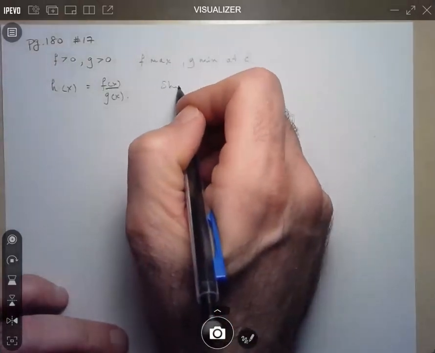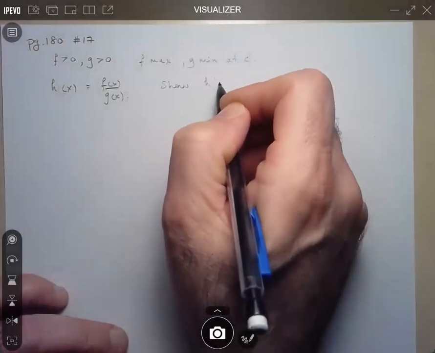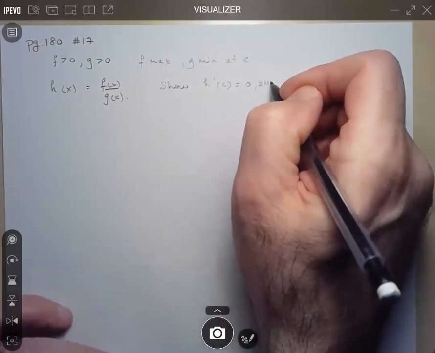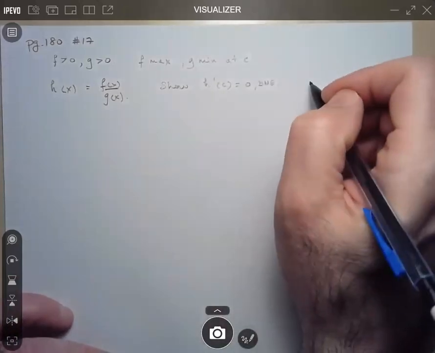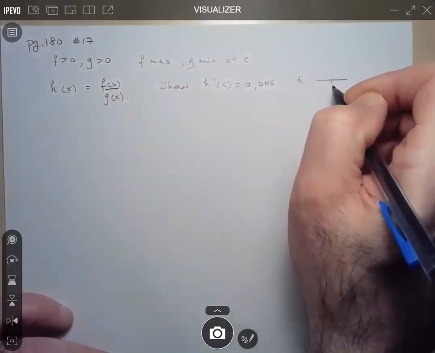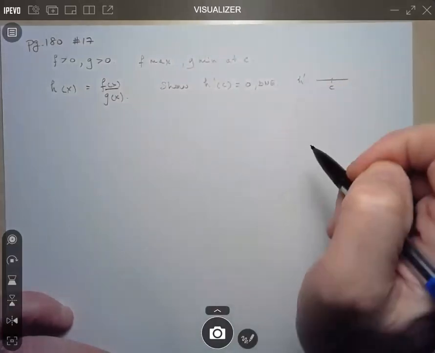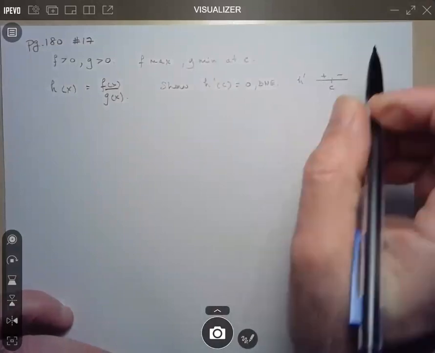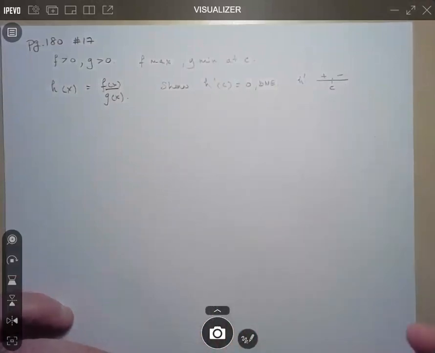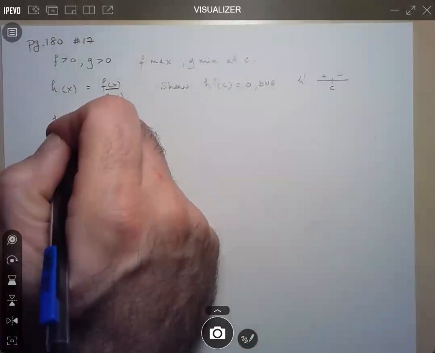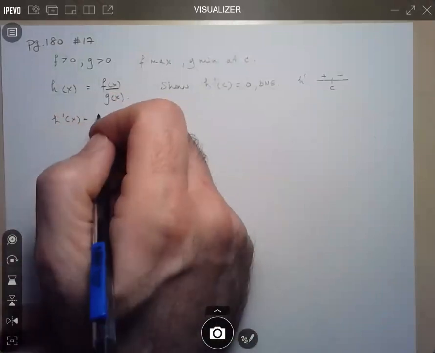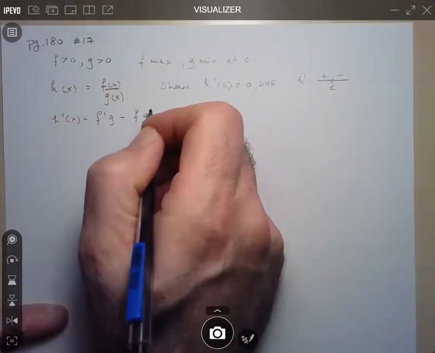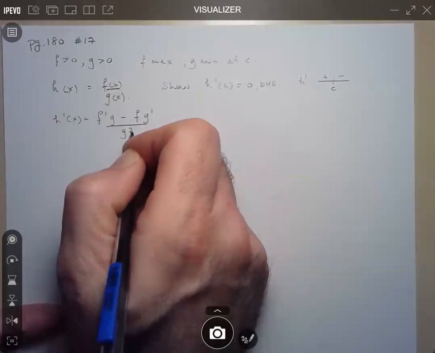We have to show that h prime at c is equal to 0 or does not exist. Okay, and we have to show that at c, the derivative h prime has to change from, since we're looking for a max, positive to negative. So these are the two things we have to show. So I'm going to start by finding the derivative. Okay, so h prime of x is the derivative of the numerator times the denominator function minus numerator times the derivative of the denominator, all over g squared.